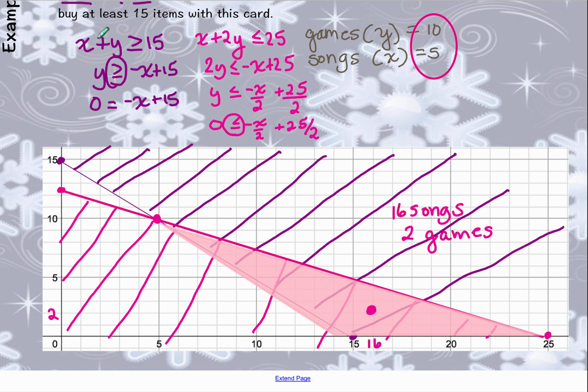Sure, because 16 plus 2 has to be greater than or equal to 15, which it is. It's 18. And then this one says if I take the x value, which is 16, and add double the y value, which is 2, so that becomes 4, 16 plus 4 less than or equal to 25? Yes. So this would be his boundary at one point. And then we have some others, because this happened to be a nice little triangle. But remember, anything in the little shaded pink area works.